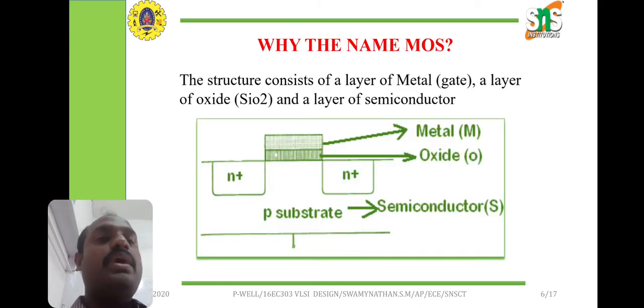Next, why is it called MOS? M denotes metal. Metal acts as a wire. O denotes oxide. Here we mostly use silicon dioxide. Next, we are using the semiconductor, either P-type or N-type semiconductor. So based on the metal oxide semiconductor, we get the transistor level action.